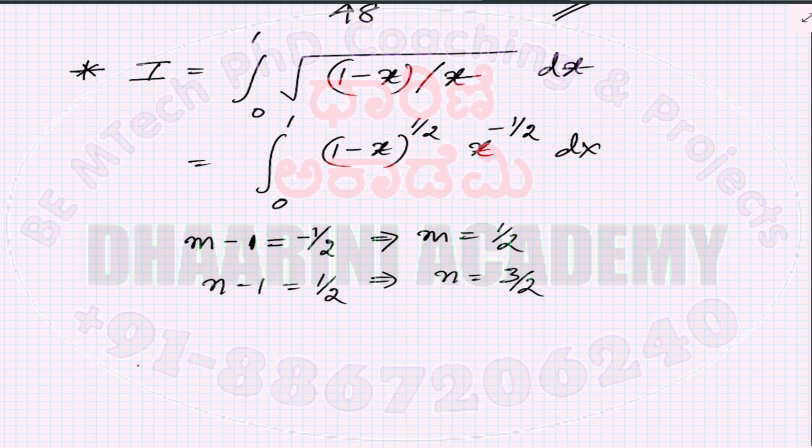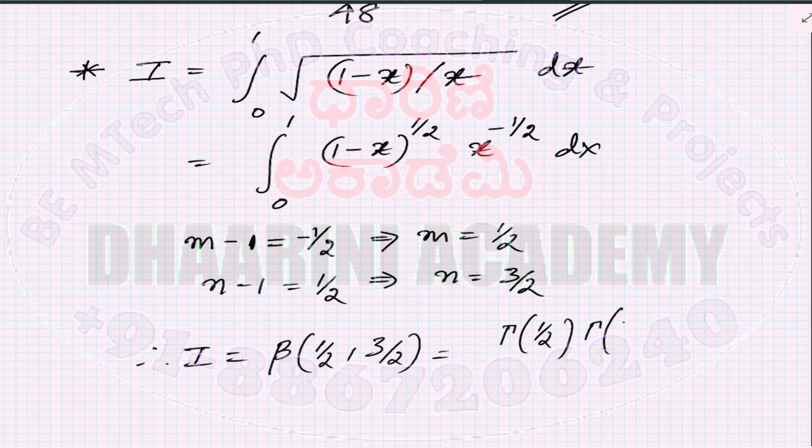Therefore I is equal to, this whole function is a beta function of m equal to half and n equal to 3 by 2. Now we know what to do. This is equal to gamma half gamma 3 by 2 whole divided by gamma of 3 by 2 plus 1 by 2, that is 4 by 2, which is 2.